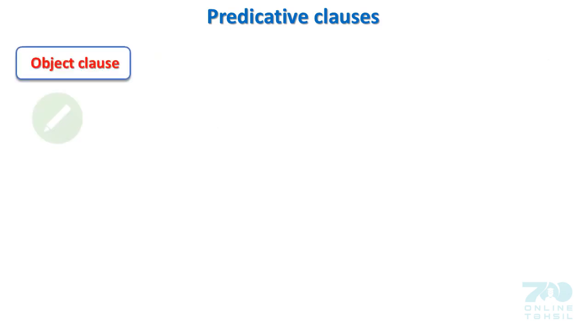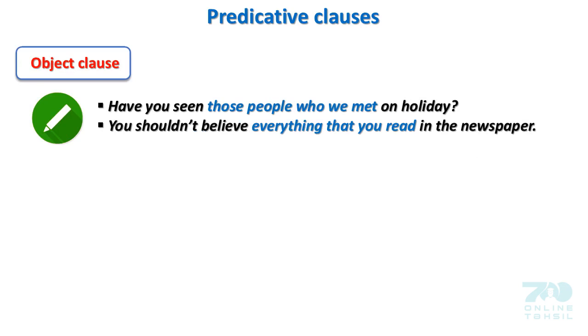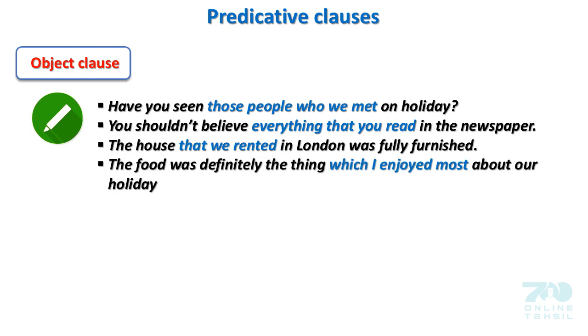Object clause. Have you seen those people who we met on holiday? You shouldn't believe everything that you read in the newspaper. The house that we rented in London was fully furnished. The food was definitely the thing which I enjoyed most about our holiday.